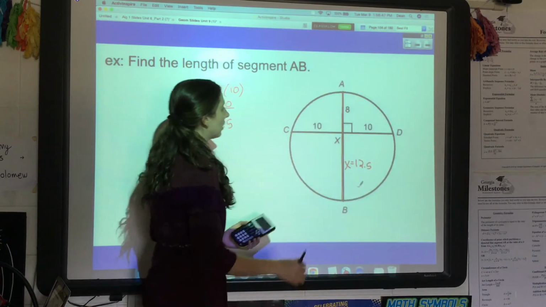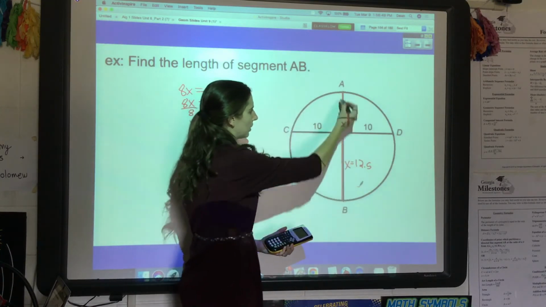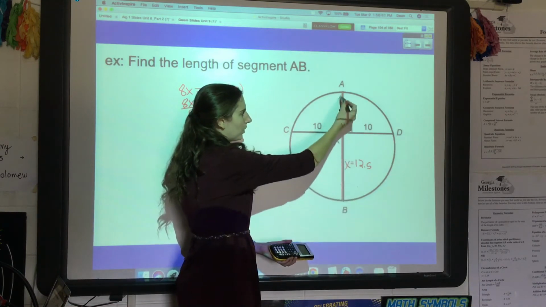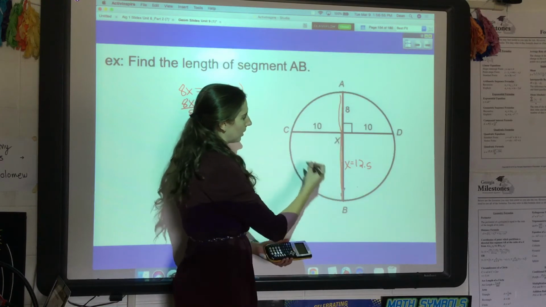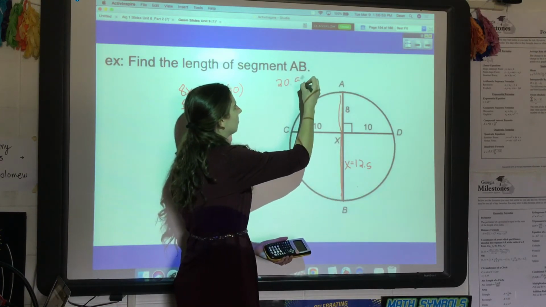Again, that's not the answer. It asks for AB, which is this whole thing. So if you go 8 and then another 12.5, just add them up and you would get 20.5.